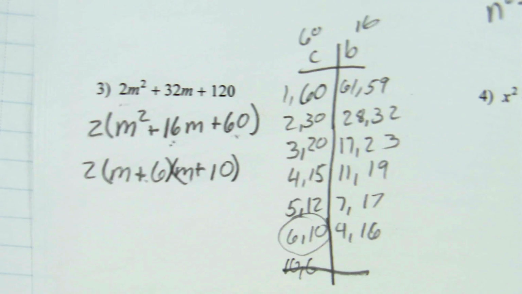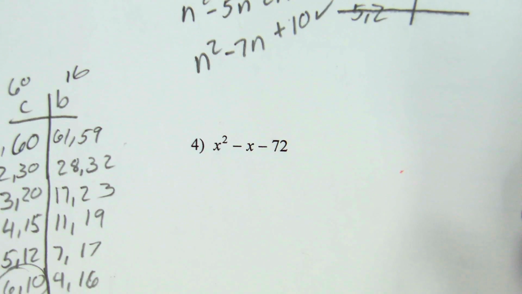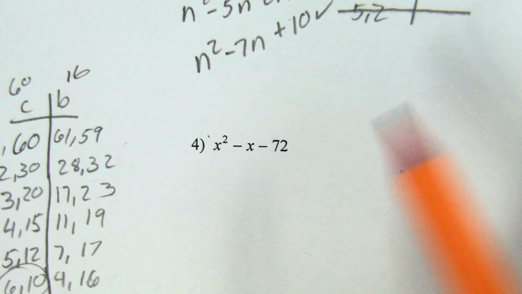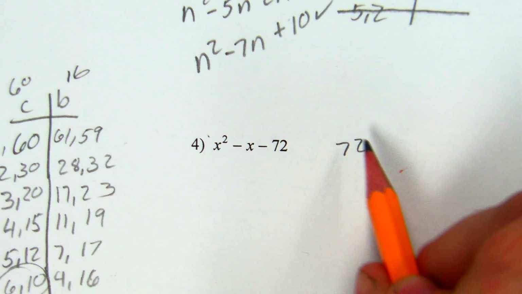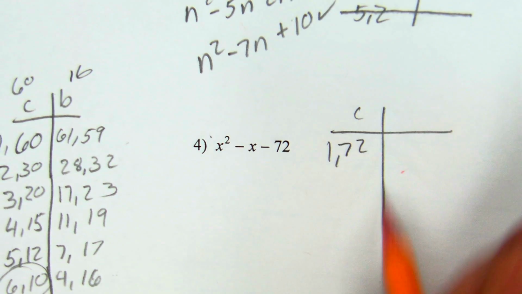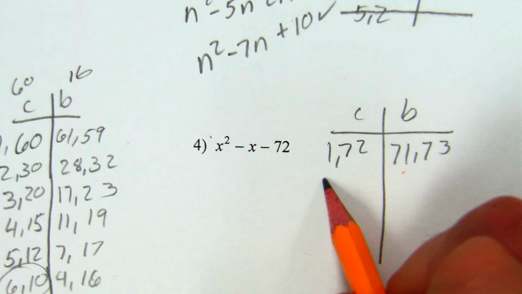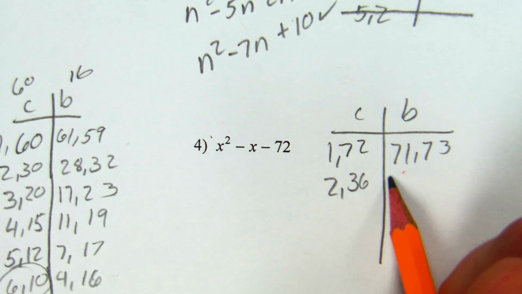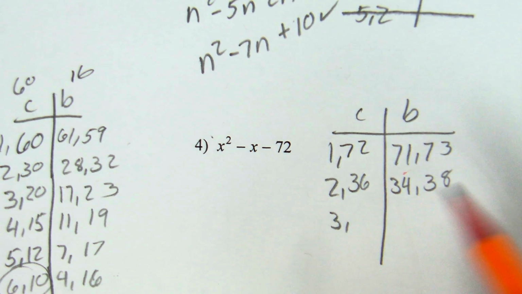I'm going to do one more problem, then I'm going to have to switch and make the second video. So here's your next problem. So again, A term's 1. I don't have a common factor other than 1. So I'm going to start with my 72. 1 and 72. That's going to form a 71 or a 73. 2 and 36. So 34 or 38.